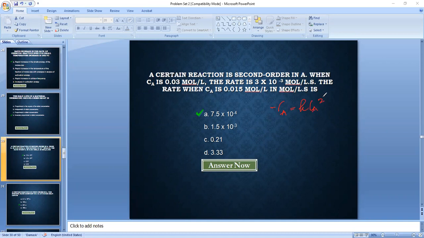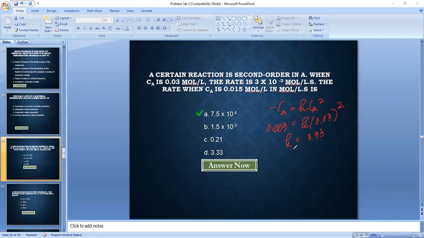Rate equals k C_A squared. You have the rate equal to 0.003. You have k, and the C_A for that is 0.03 squared. So you get the k. What's the value of the k? Hurry. What's the value of the k? That's 3.33. What do you do then? Next, what would you do then?